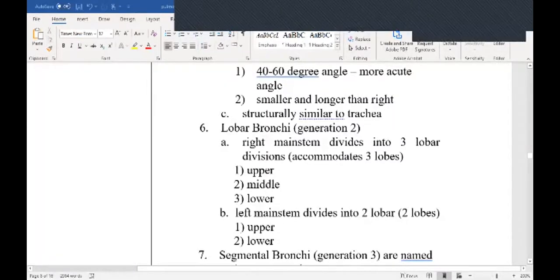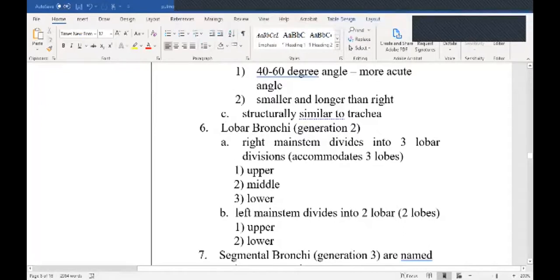Now, so we talked about how they look. We're at the lobar bronchi. The lobar bronchi are the ones that go into their respective lobes. So this is what we just said. On the right hand, it has 3 lobar divisions, which are the upper, middle, and lower.